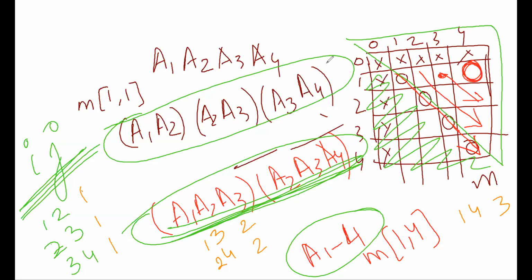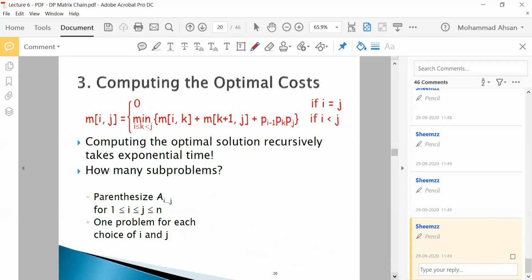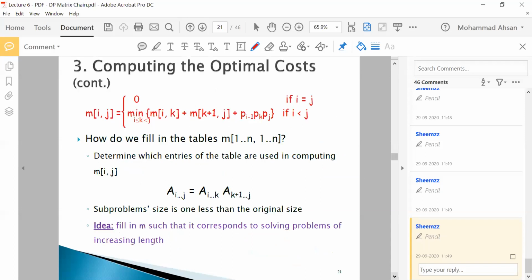So using this, we can devise our loop, we can write our loop to do this.